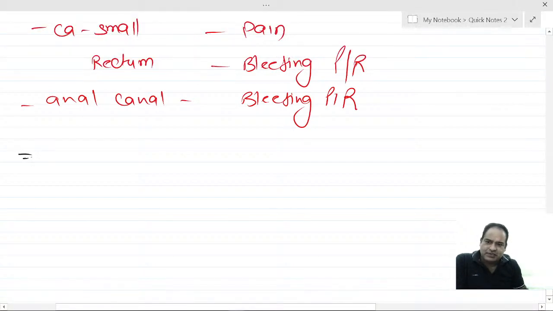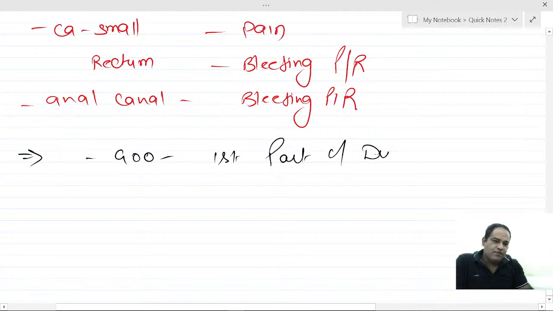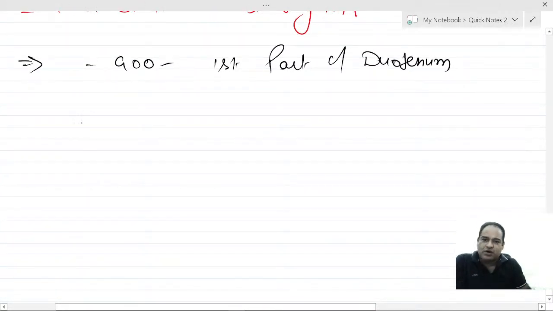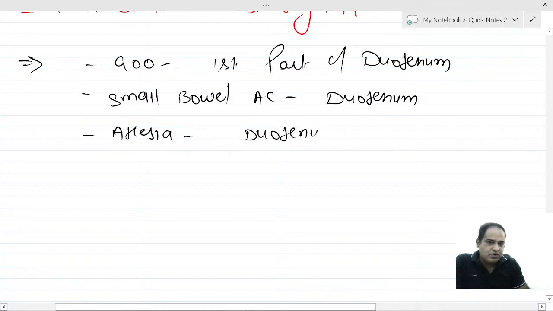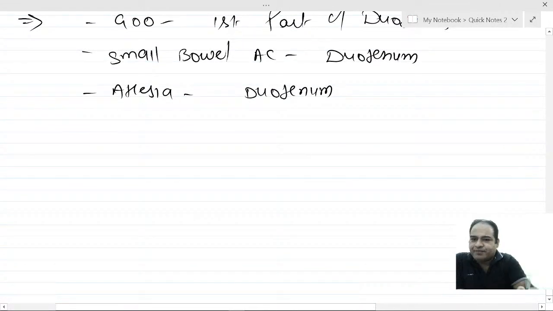Last list. Promise. Most common site of gastric outlet obstruction is the first part of duodenum. Most common site of small bowel adenocarcinoma has to be duodenum. Most common site of small bowel atresia also has to be duodenum.